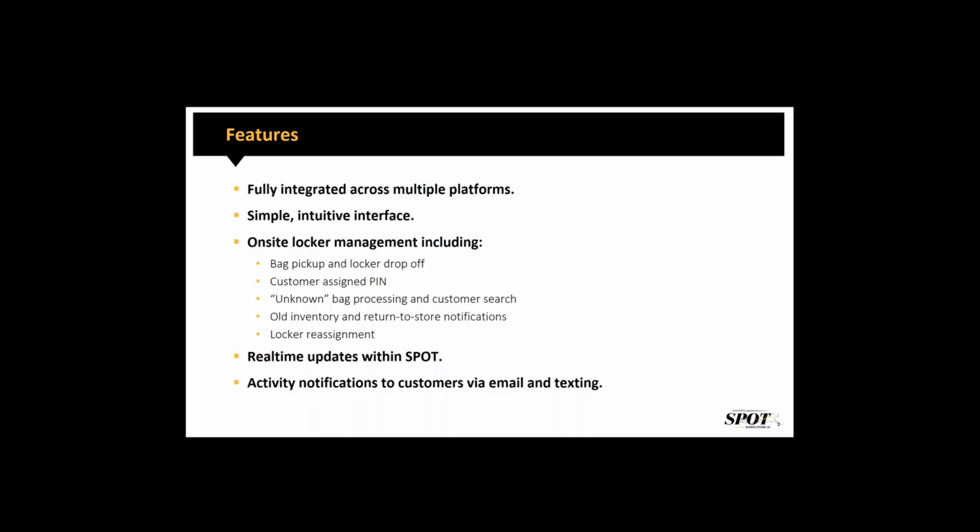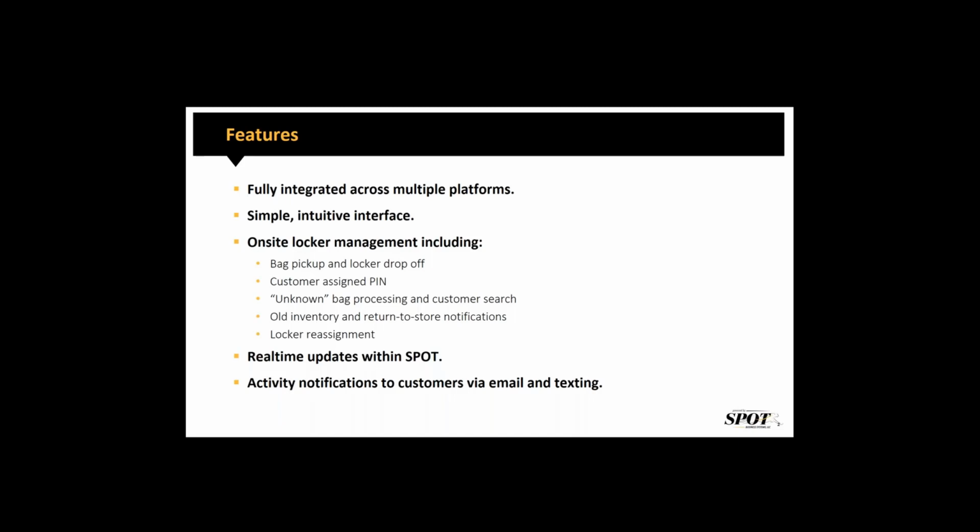Customer assigned PIN numbers, unknown bag processing and customer search, which is extremely useful when it comes to trying to process a pickup for a customer that may not have placed the request via the mobile app or a Customer Connect website. The unknown bag processing is what will allow us to at least get that pickup done at that point in time, and then we can assign the customer at a later date.